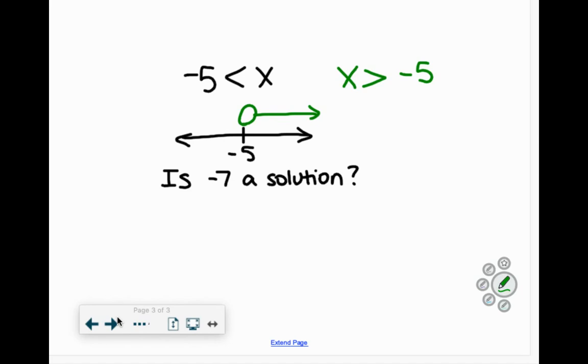Okay, and then it says is -7 a solution? Well, you just plug in -7 for x. Is -7 greater than -5? No, it's less than. So you're going to circle no. All you have to do is go look and see if that is actually the answer. Also, -7 would be right here on my number line. It's not part of the shaded area. So it tells you that it should not be a solution.